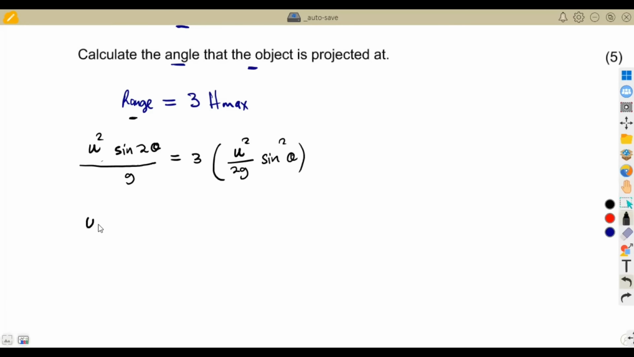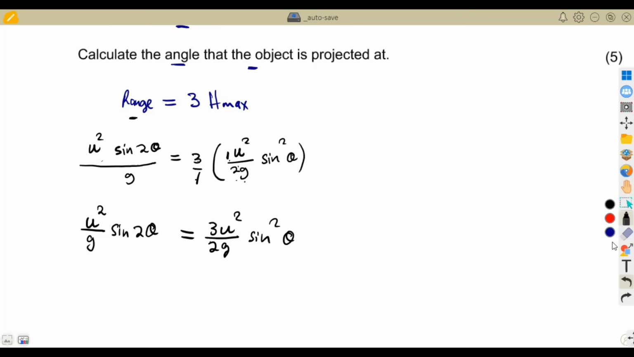We are going to have u squared over g sine 2 theta, which is equal to 3 times, this part is the same as 3 over 1, so it's 3 times 1, which is 3 u squared over 1 times 2g sine squared theta. In this question, you're supposed to be careful.